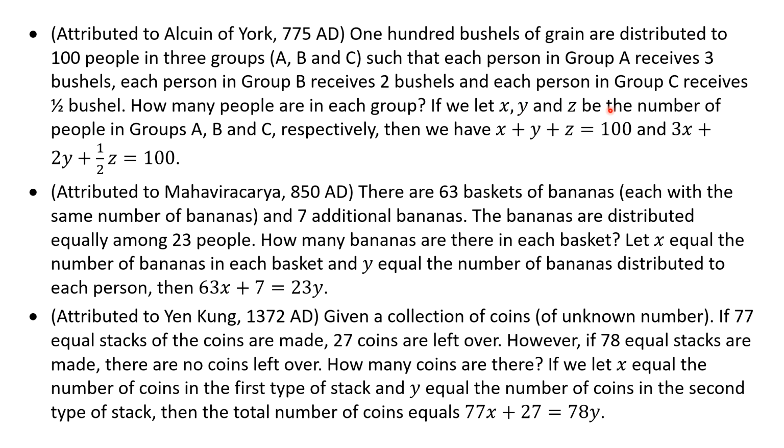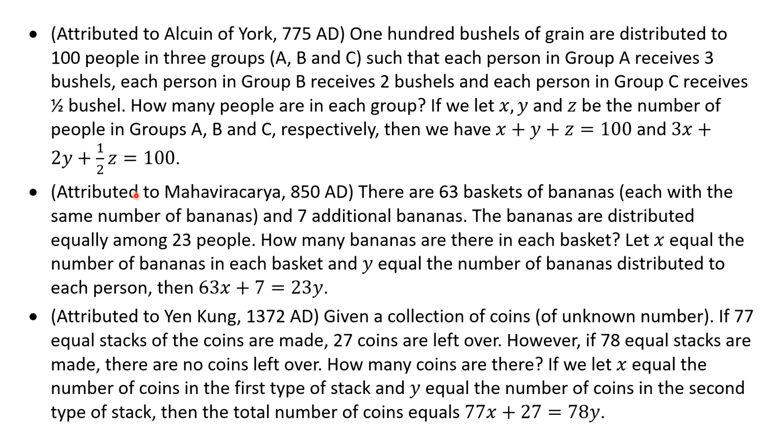If we let x, y, and z be the number of people in groups A, B, and C, respectively, then we have x plus y plus z equals 100, right? There's 100 people. And then 3x plus 2y plus a half z has to add up to 100 because we're giving a half a bushel here. Now, I know I said that there were integer coefficients, so obviously we need to do something to this equation to make it a Diophantine equation, which is pretty easy. We could just multiply by 2, and that'll get rid of the fraction here.